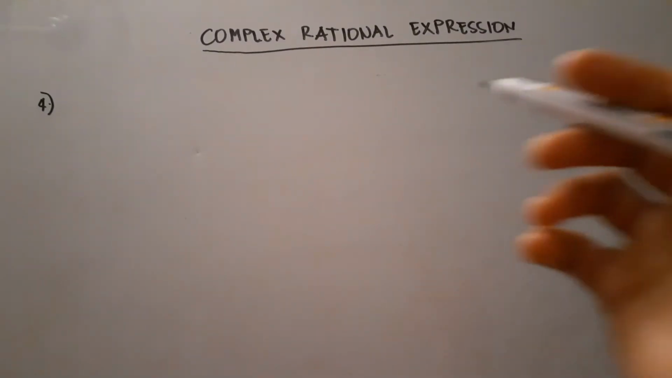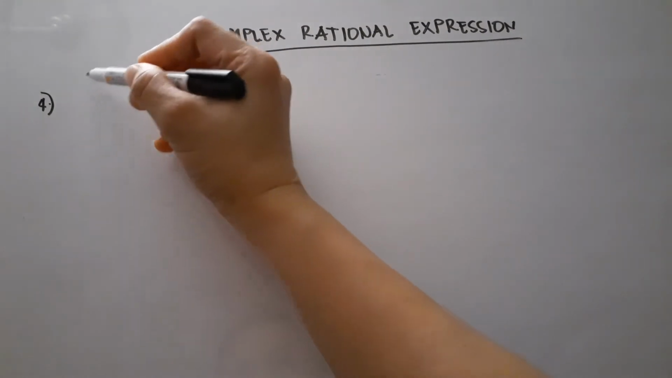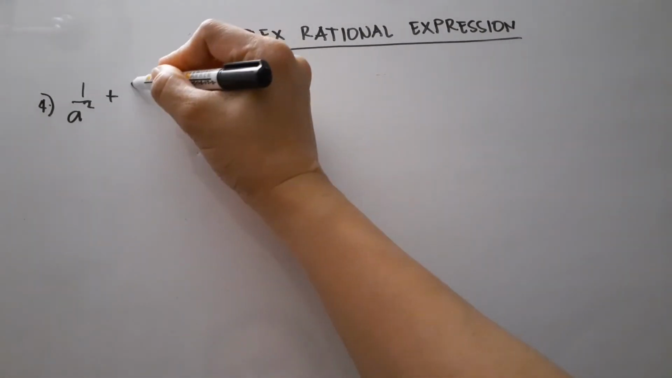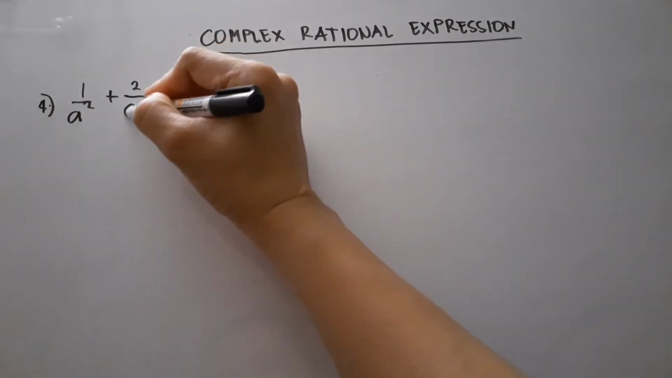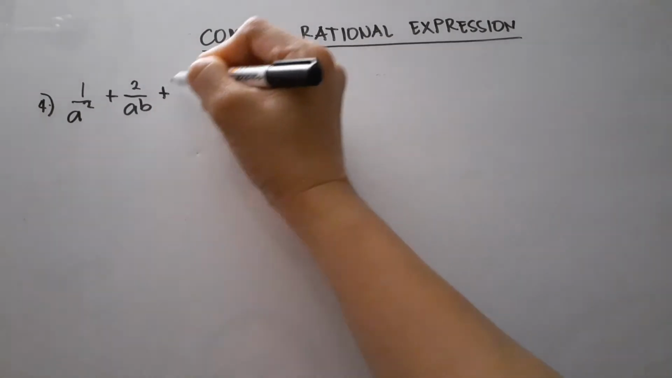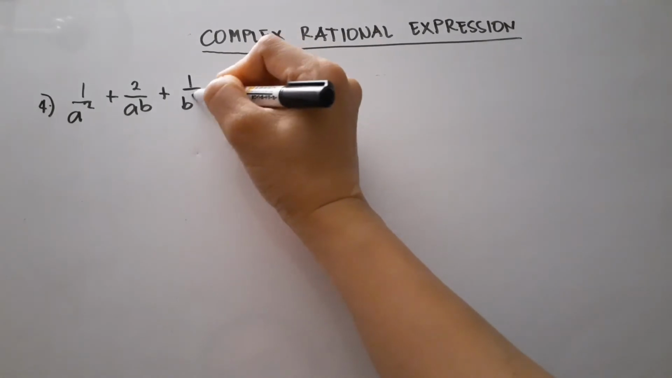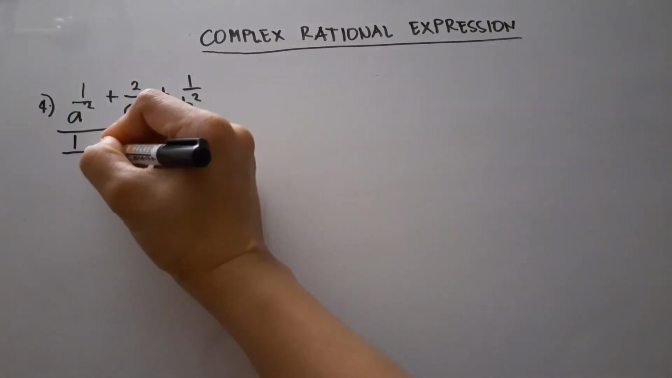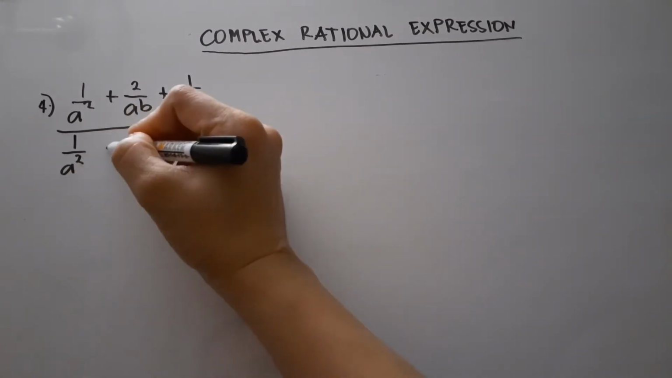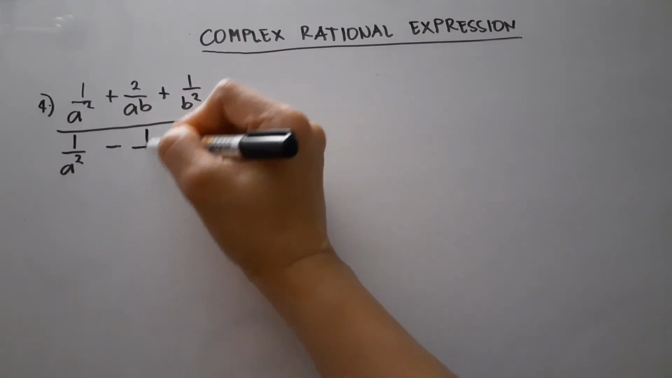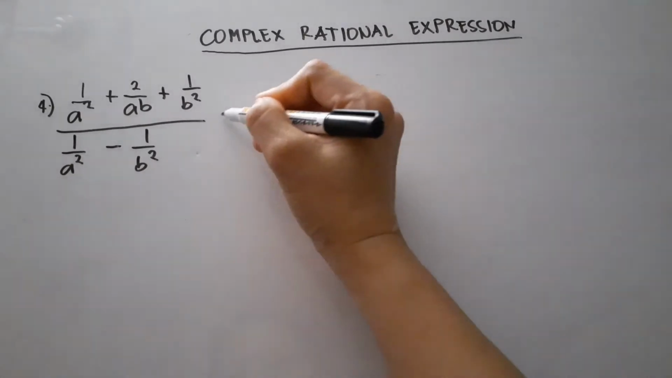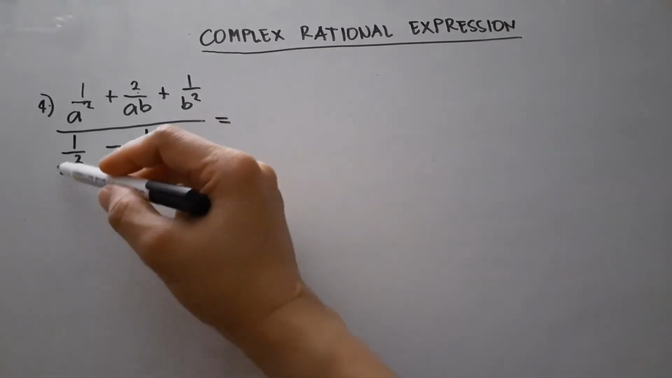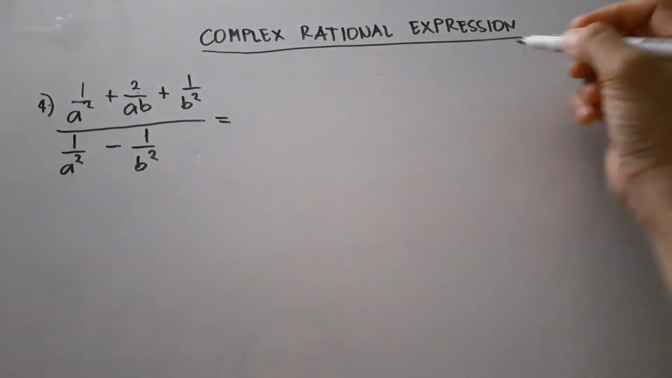Let's have another example, number 1. We have 1 over a squared positive 2 over ab plus 1 over b squared over 1 over a squared negative 1 over b squared. And then first we can find the least common denominator and we multiply its fractions.